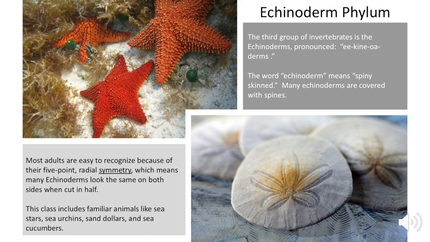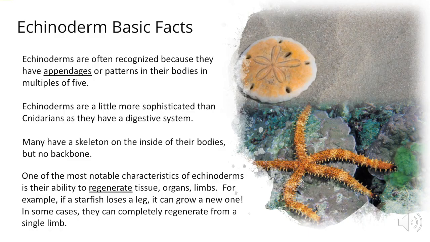Same thing for the starfish. So it's a very common characteristic of echinoderms, the symmetry. And then also the 5 points that they have. You can see there's 5 points on the petal, and there's 5 points on the starfish. Oh, it looks like I got ahead of myself there. So echinoderms are often recognized because they have appendages or patterns in their bodies in multiples of 5.